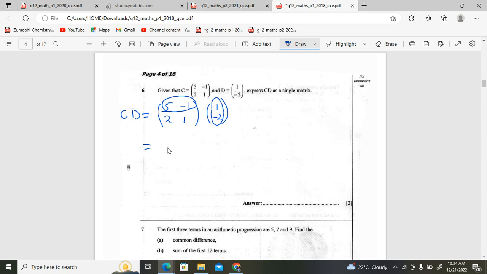So 5 times 1 first, that is going to be 5. And then plus the negative 1 multiplied by the negative 2, that will be 2. When we are done like that, we go now to this one. The 2 is going to multiply with the 1, that is going to be a 2, plus the 1 will multiply with the negative 2, that will be negative 2. So this is going to give us 5 plus 2, which is a 7, 2 plus negative 2, that is a 0. So that is going to be it also.